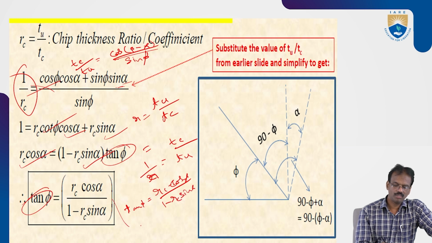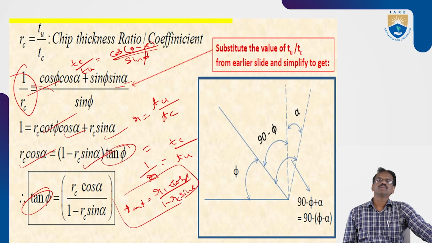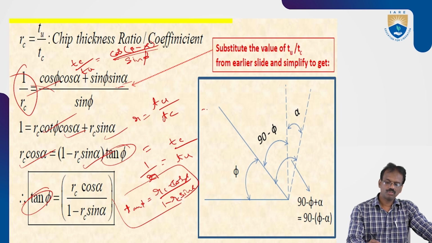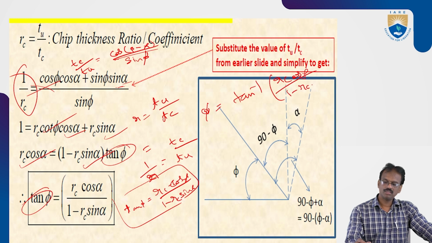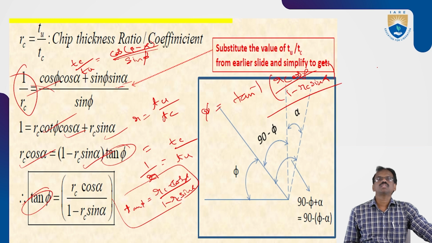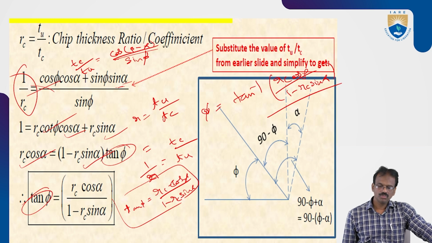So this is the formula for finding the shear angle. So phi is equal to tan inverse of rc cos alpha by 1 minus rc sin alpha. So this is the formula. By using this formula you can find out the shear angle, and by using that shear angle you can find out the chip thickness ratios also. We can also find out the relationship between the velocities, shear angle and cutting velocities.